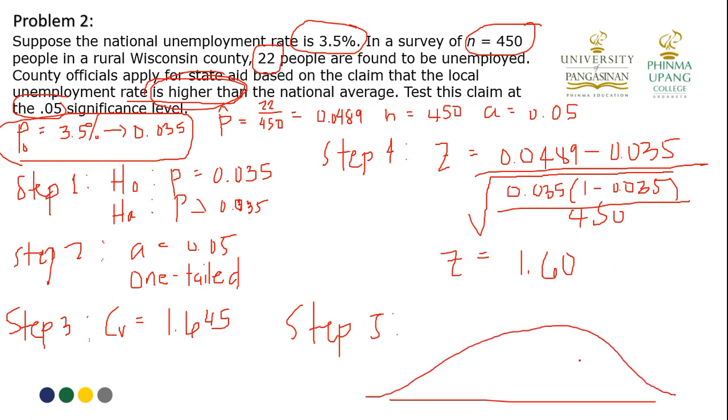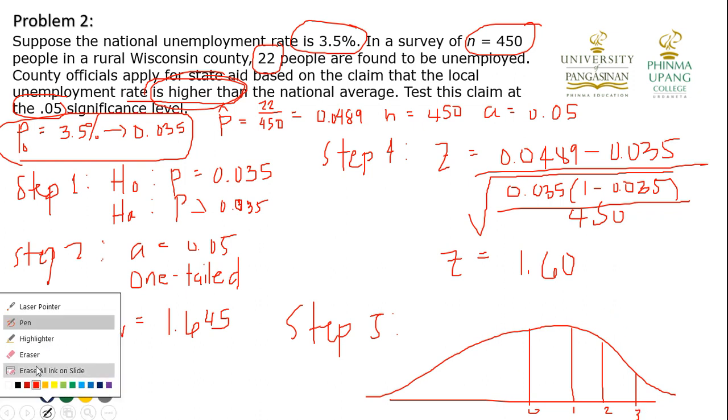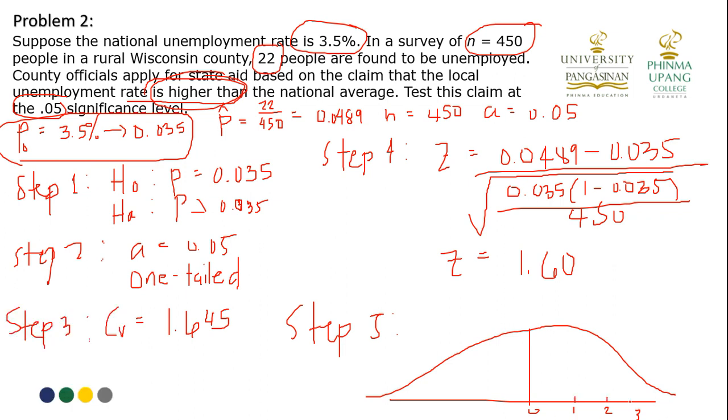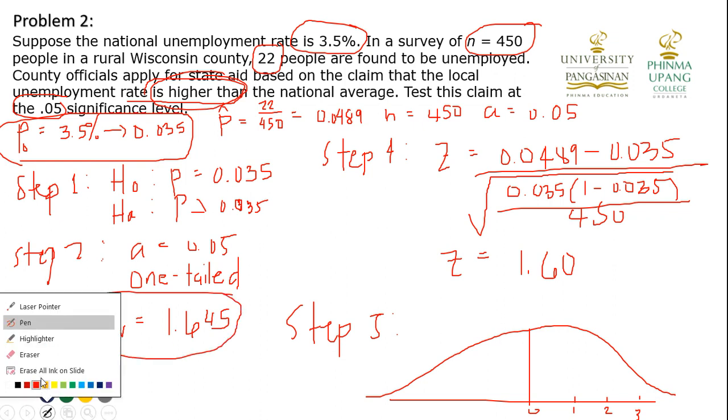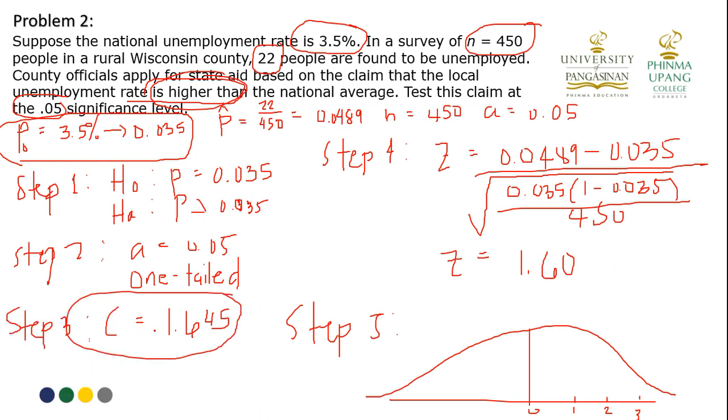Step 5. Drawing tayo ng bell curve. Kitang-kita nyo naman na hindi umabot yung 1.60 sa 1.645. So, reject pag ganyan. Kita ko lang dito para mas maintindihan ninyo. This is 1, this is 2, this is 3. Yung 1.645 na critical value, ito yung z value. Critical, this is the critical region or critical value. Tama, critical value naman.